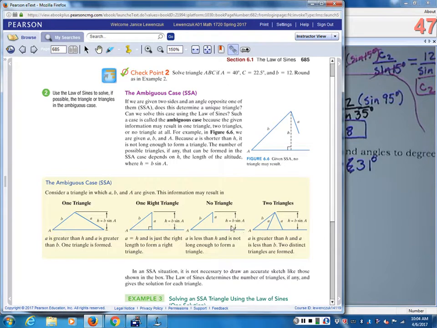So the height is going to be B times sine of A, and if A is smaller than that, there should be no triangle, etc. So if A is greater than H, this is an important picture, plus the words it says there. All right.